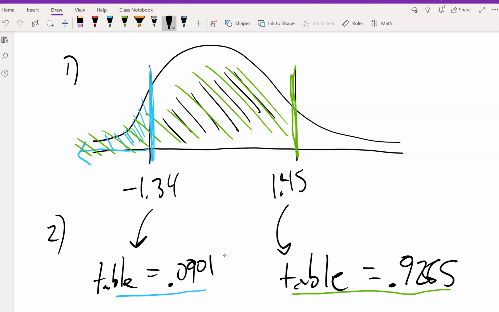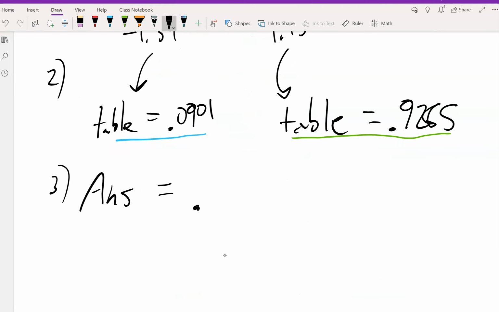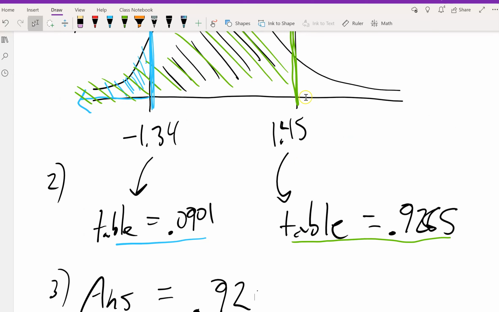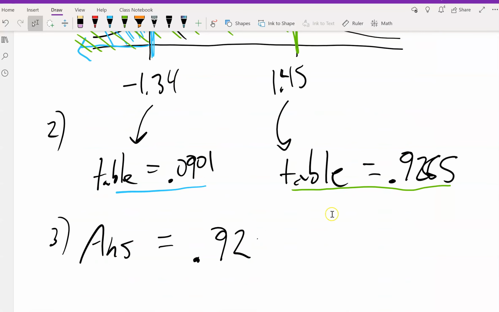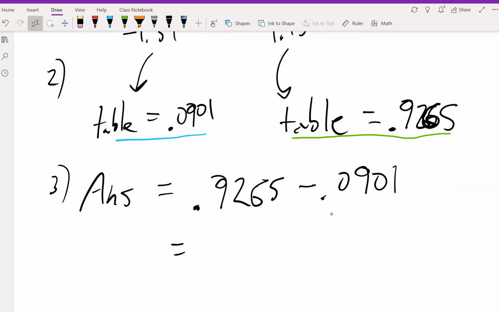How would I find the area between the two? And hopefully you see it. If I take the green minus the blue, I get the black area. And so if I want the between, I'm going to take the green area. I want to verify something. 1.45 is 0.9265. My handwriting got a little sloppy there. That is a 6. So it's 0.9265 minus 0.0901. That number would be the area of the black region, and that is the area that I'm looking for.